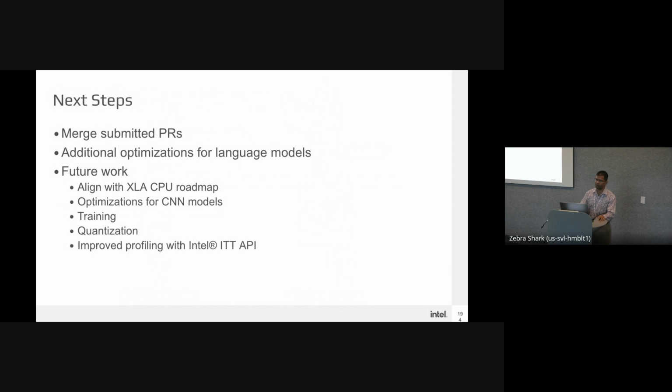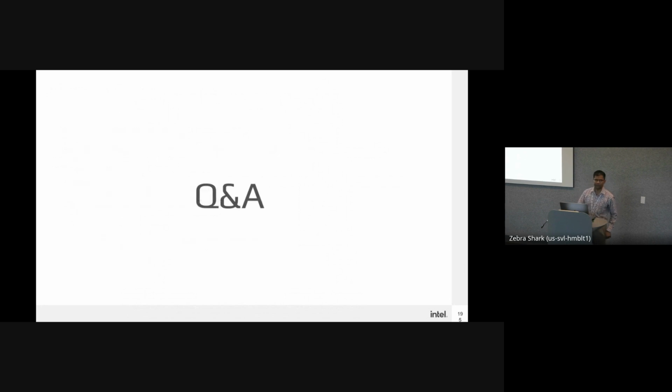And still, we feel that the ITT API for the VTune profiling is not a good supportive way. I have seen that the Intel JIT event listener is using very old ITT APIs, so that has to be updated. So we will be trying to improve that profiling with the recent Intel ITT API. Yeah, with that, I would like to open for question and answer.